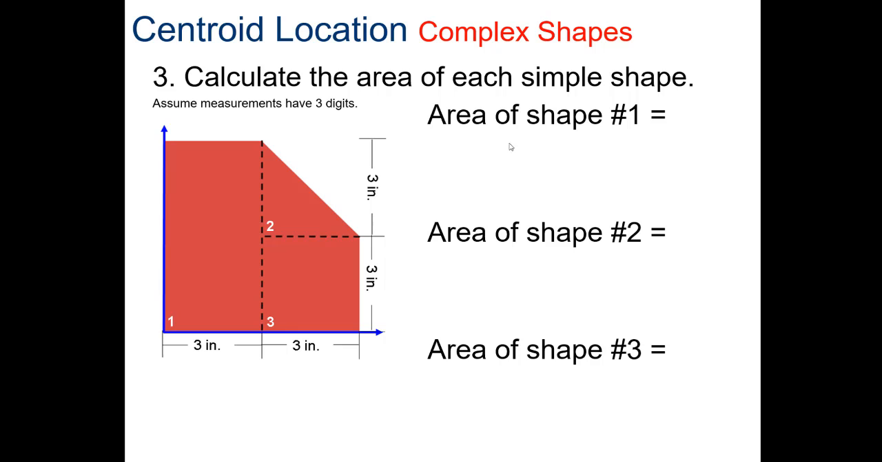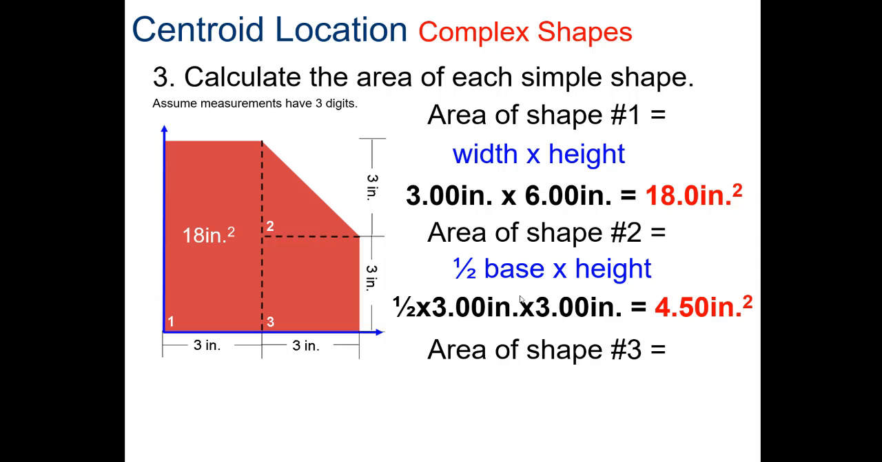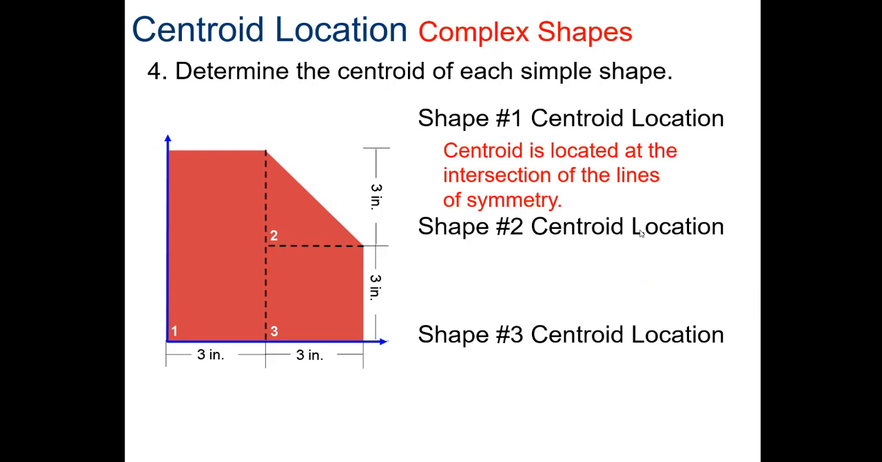So area of shape one. So shape one is 3 by 6, right? 3 and 3 is 6. 3 by 6 should be 18 inches squared. Area of shape two, 1/2 base times height. Okay, so 1/2 base times height. So 3 times 3 is 9 times 1/2 is 4.5. And then here we just have 3 squared, so 9. Okay, so there we can go and fill in a table. And in a second, I'm going to show you that table.